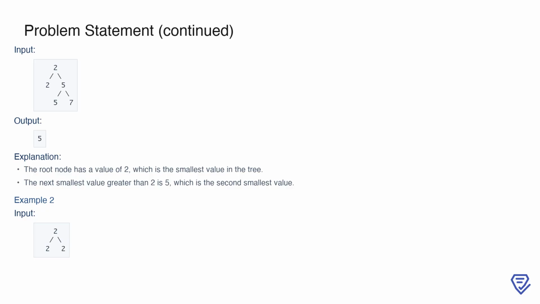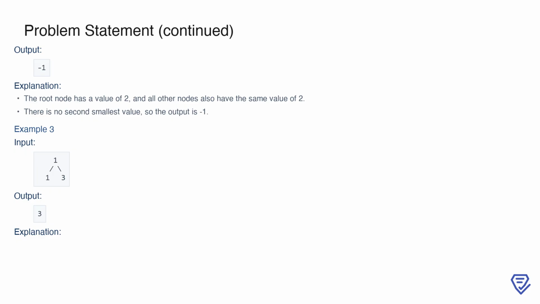Now consider another example, where the tree has all its nodes with the same value. The root and both its children have the value 2. Since there is no value greater than 2 in the entire tree, the second smallest value does not exist, and the output is -1.